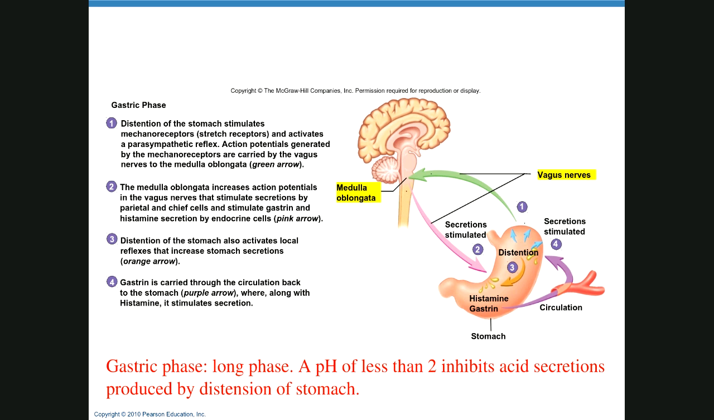The gastric phase is a very long phase. The pH of the stomach may get very, very low. However, if it gets less than 2, the whole process stops, and a chance is given for the pH to rise again before the whole process continues, because you don't want these acid secretions to become damaging.